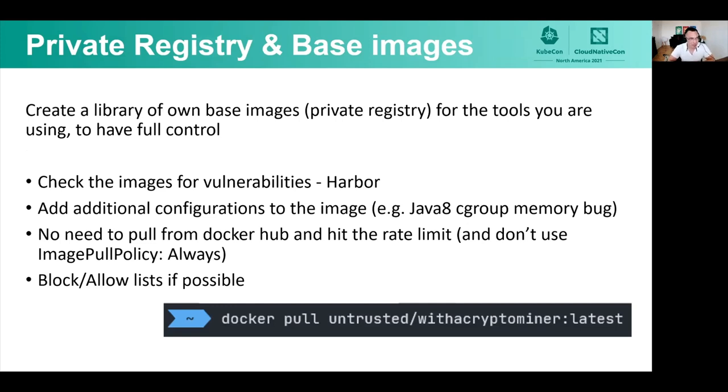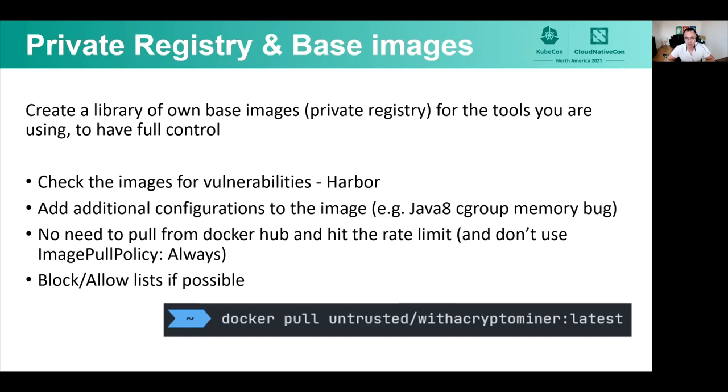But talking of images, private registry and base images, I think it's really crucial to have a library of your own base images and your own registry in your environment, a private registry, where you have full control over the images and where you can scan your images for vulnerabilities. For instance, Harbor is an open source registry. You can use it and just scan your images constantly. You can add additional configuration to the base images. Java 8 was one example. No need to pull everything from Docker Hub and hit the rate limit, right?